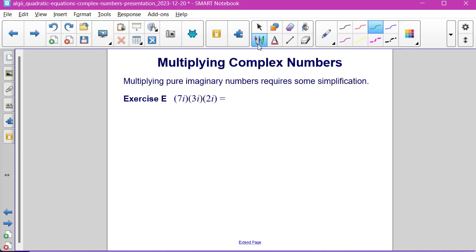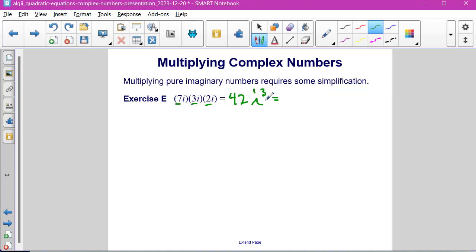Let's actually see what we're talking about in exercise E. We have to multiply 7i times 3i times 2i. And again, it's very similar to multiplying polynomials together. In this case, they're all monomials. So we would take the 7, 3, and 2 and multiply them together, and that would be 42. And then we have i times i times i, that's i cubed, or i to the third power.